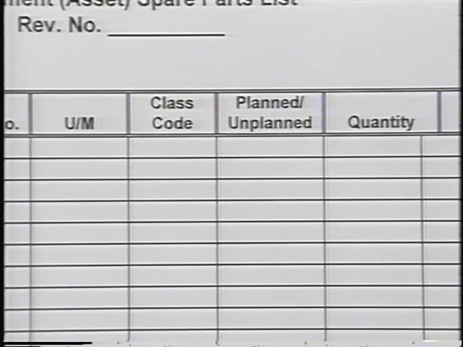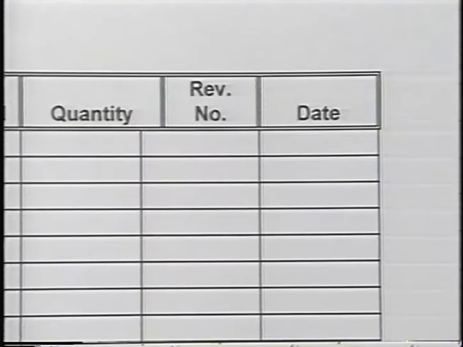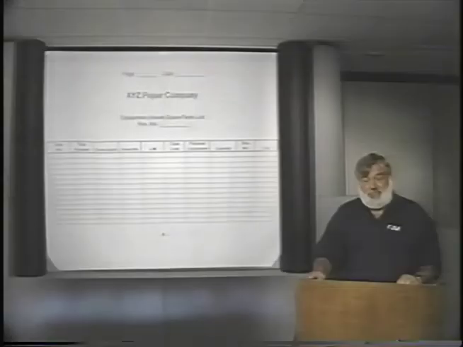They could come from both. If it's for planned, we would merely put a P in that column. If it was only for unplanned, we would put a U, and if it were for both, we would have P/U, indicating that the requirement could come from either a planned or an unplanned maintenance work order. We have the quantity of the item, that is, how many of that part is required in that machine. We also have the revision number for that item, that is the spare part, and the date of that particular revision.